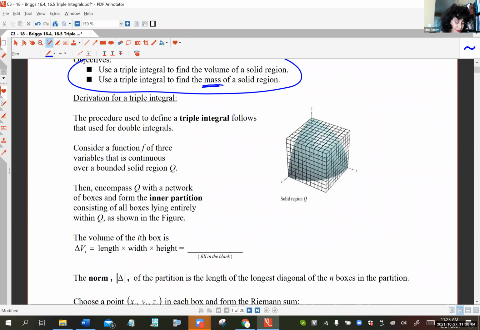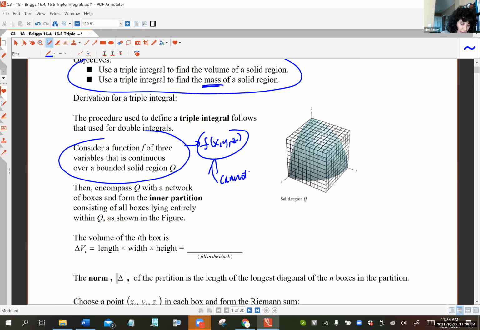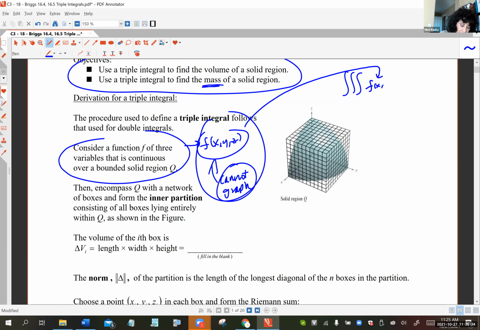Let's say you had a function of 3 variables, f of x, y, z, which you cannot graph. Well, what's that diagram to the right? That diagram is not a graph of f of x, y, z. That is going to be the graph of a region, a solid region, that we're going to integrate this f of x, y, z over. In other words, we're going to go triple, triple, triple, and this f of x, y, z will go in the integrand, but we're not graphing it.